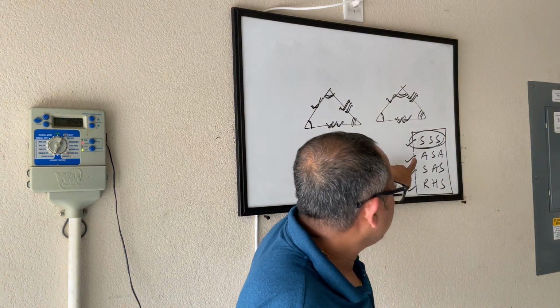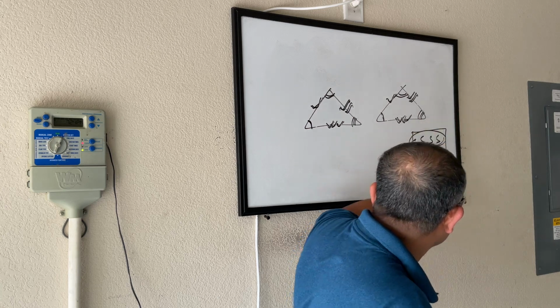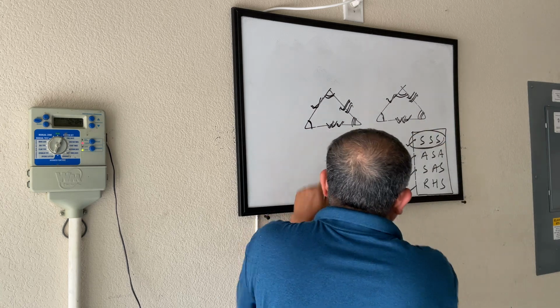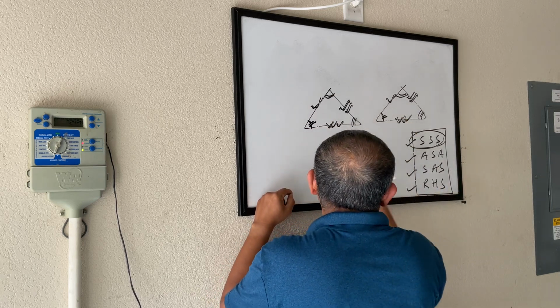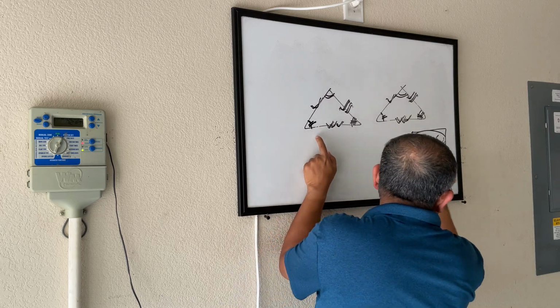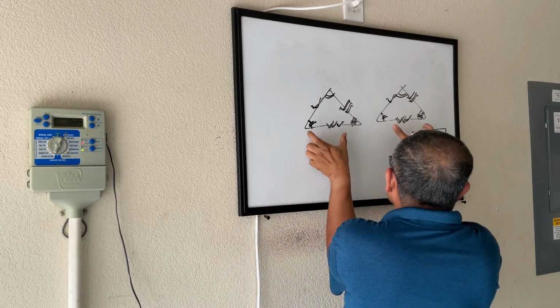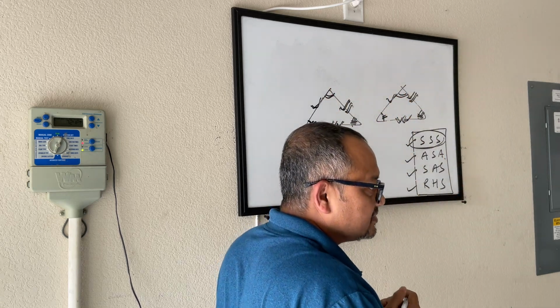Second theorem is ASA. A stands for angle, S stands for side in all of this. So meaning, if you have two triangles where the 2 angles match, let's say this angle and this angle matched, and this angle and this angle matched, and the side between them. So these 2 angles match and the side between them match, everything else will match.